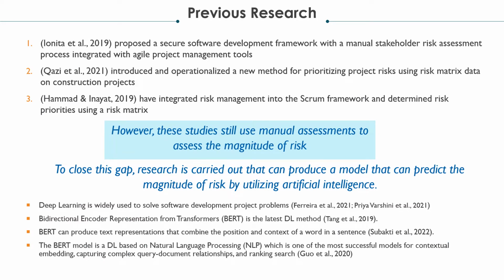Many studies have determined risk priorities using a risk matrix. However, these studies still use manual assessments to assess the magnitude of risk. To close this gap, research is carried out that can produce a model that can predict the magnitude of risk by utilizing artificial intelligence. The BERT model is the latest deep learning method based on natural language processing, which is one of the most successful models for contextual embedding, capturing complex query document relationships in ranking search.